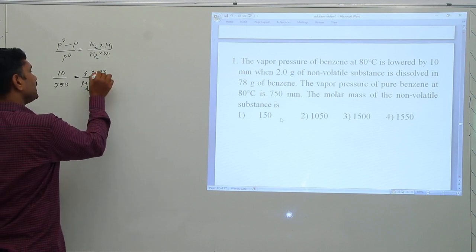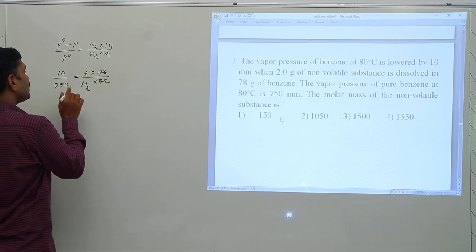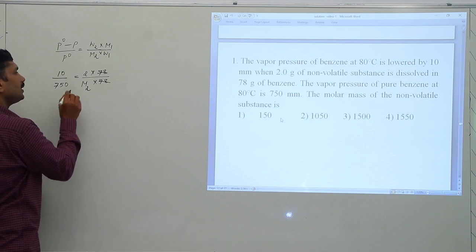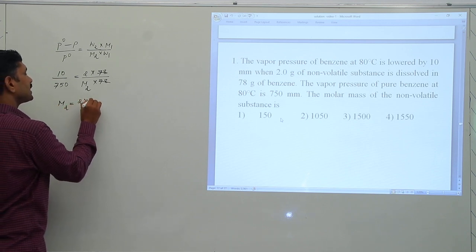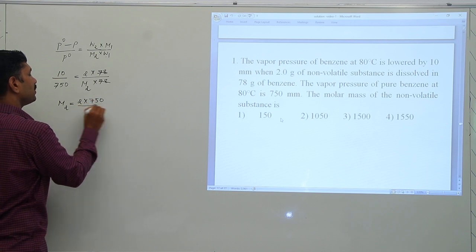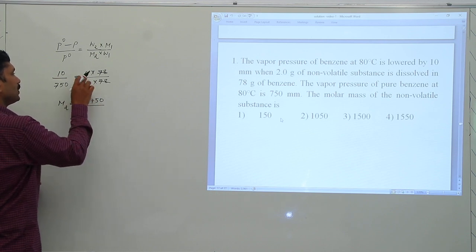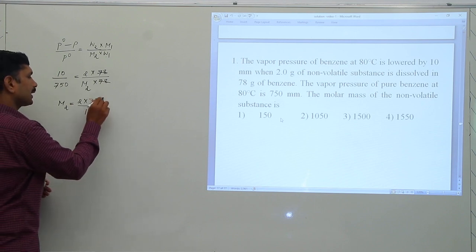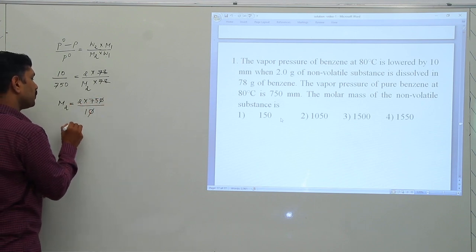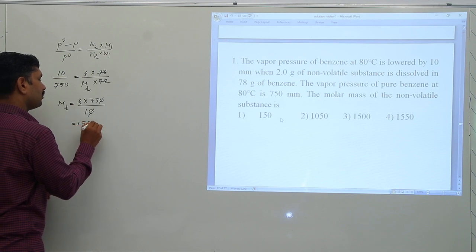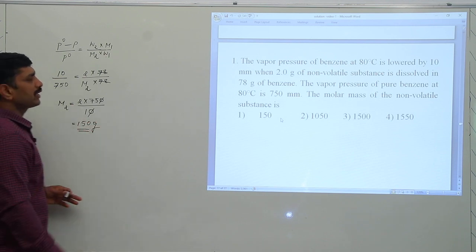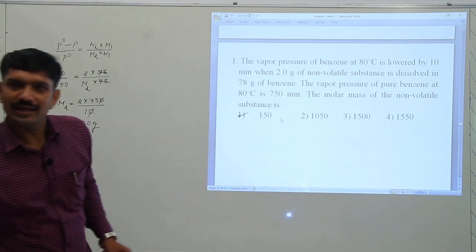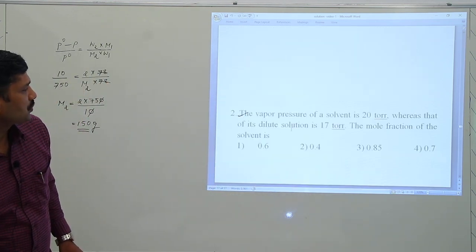So 78 cancelled here, sir. Then you simplify: M2 is equal to 2 into 750 divided by 10. So this is cancelled here. 75 into 2 is 150 gram. So 150 gram is the molecular weight of the solute. So that's why the first option is correct here. Okay, I go for the next question, sir.